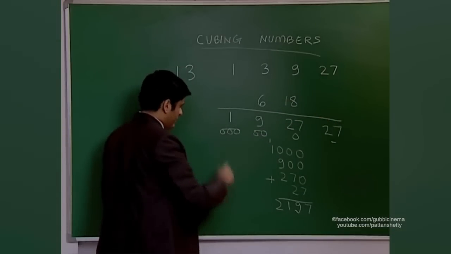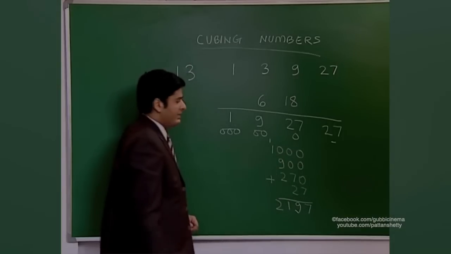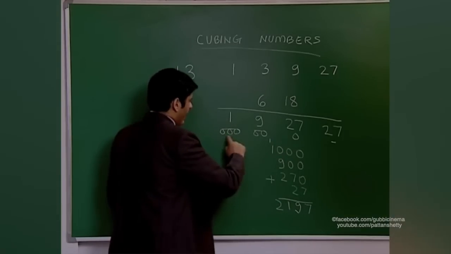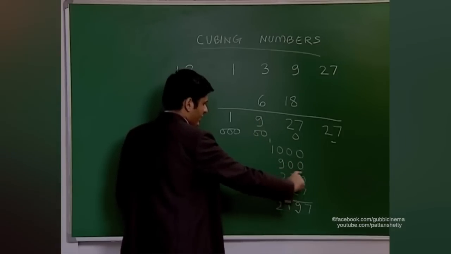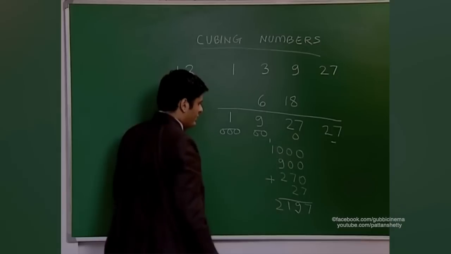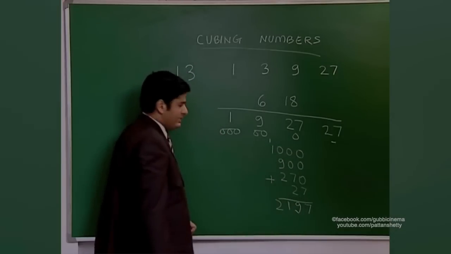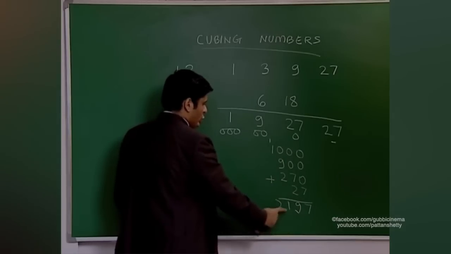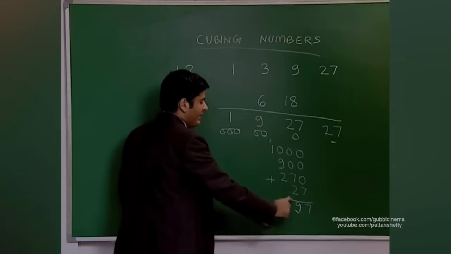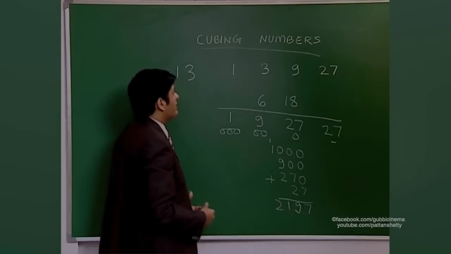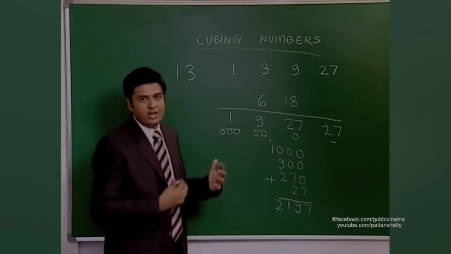I put 3 zeros behind this, 2 behind this, 1 behind this, and none behind this. Let me add up. 1 and 3 zeros behind it becomes 1000. 9 and 2 zeros behind it becomes 900. 27 and 1 zero behind it becomes 270. Last number 27 comes as it is. When I add all of them, I get 2197. Thus, the cube of 13 is 2197. Thus, you see the different approach that Vedic math uses helps us to find cubes very fast.